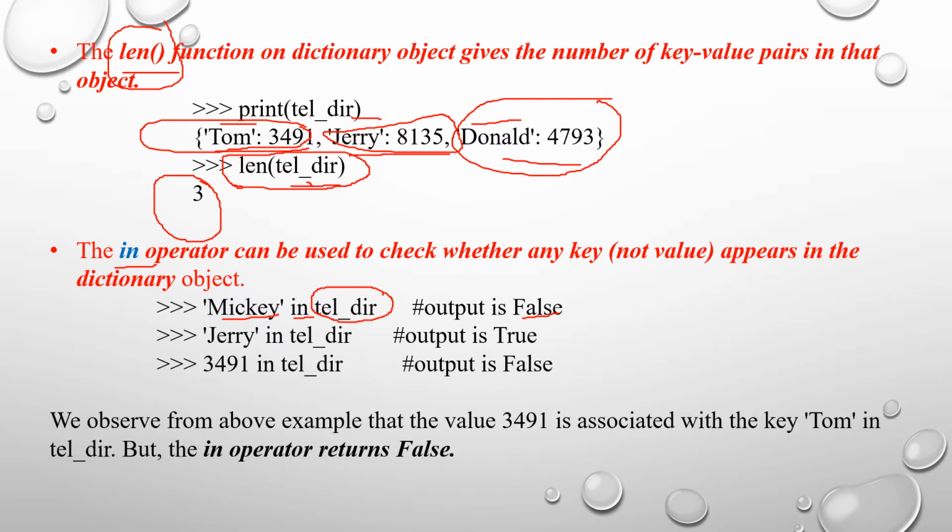Let's consider one more example. Jerry in tel_dir: this will give True, because Jerry is part of my dictionary keys. So the interpreter will give True. If you say 3491 in tel_dir, this will give False, because we observed from the above example that the value 3491 is associated with the key Tom in tel_dir, but the in operator returns False.